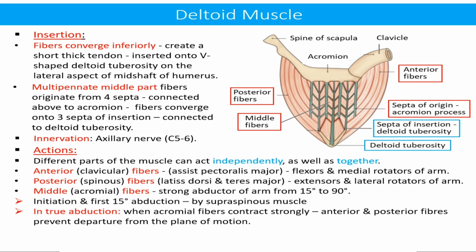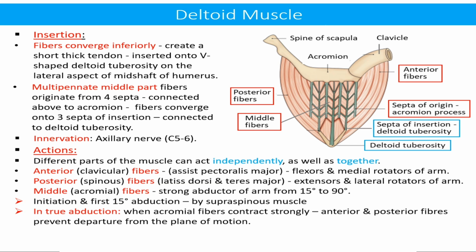As regards the actions of the deltoid muscle, different parts of the muscle can act independently as well as together. Anterior fibers assist pectoralis major during flexion and medial rotation of the arm. Posterior fibers assist latissimus dorsi and teres major in causing extension and lateral rotation of the arm. Middle or acromial fibers are the strongest abductor of the arm from 15 to 90 degrees.